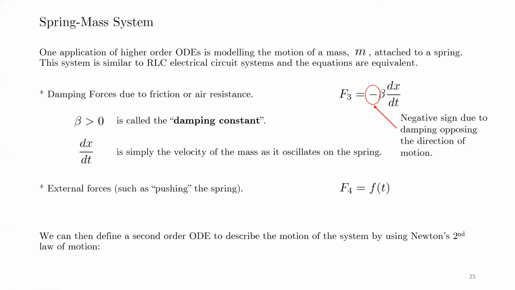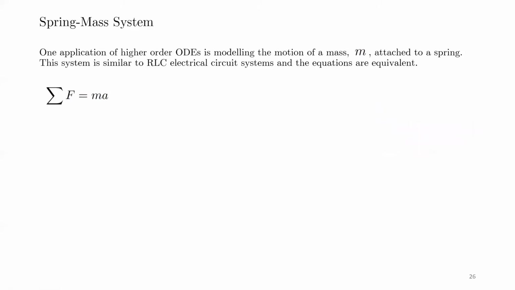Okay, so using Newton's second law, we can define a second order ODE to describe the motion of the system. We know from Newton's second law that the sum of all forces acting on a system, so that's what this sigma F is here, is equal to the mass times the acceleration. Now the acceleration, we can write as the second derivative of position with respect to time. So here, a is the second derivative of x with respect to time.